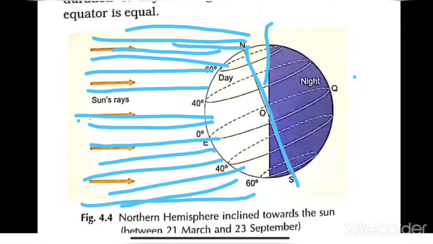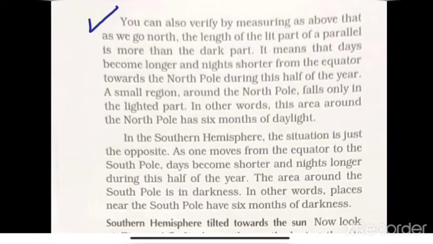So you will notice that northern part is getting the sunlight, so it has day, and southern part is also getting up to some limit, okay, यहाँ तक मिल रही है. But then northern part is getting, southern part is having night, यहाँ पर night है, okay, और जब ये move होगा तो ये जो है नॉर्दर्न हेमिस्फीयर वो 21 मार्च से 23 सितंबर में नॉर्दर्न हेमिस्फीयर में इक्वल डे और नाइट ऑब्जर्व होगा. You can also verify by measuring that as we go north the length of the lit part of parallel is more than the dark part.